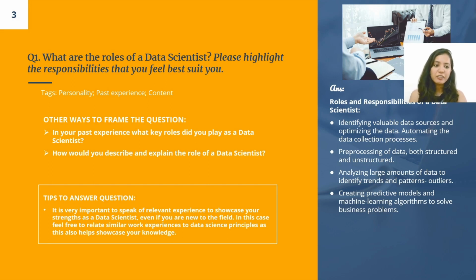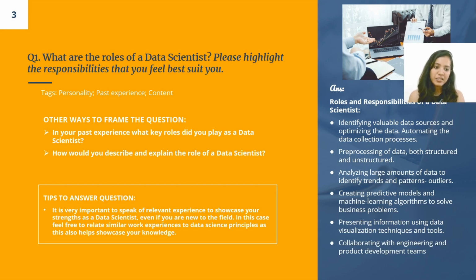Next is creating predictive models and machine learning algorithms. So this is again, often your data might be there, but it might not be solving certain business problems. So you might need to understand how to play around with the data or how to model it in a way that helps you solve your problem. So coming up with those sort of algorithms or strategic models is also the role of a data scientist.